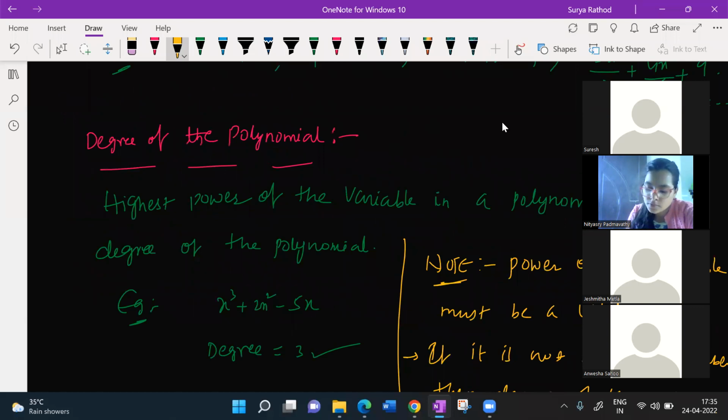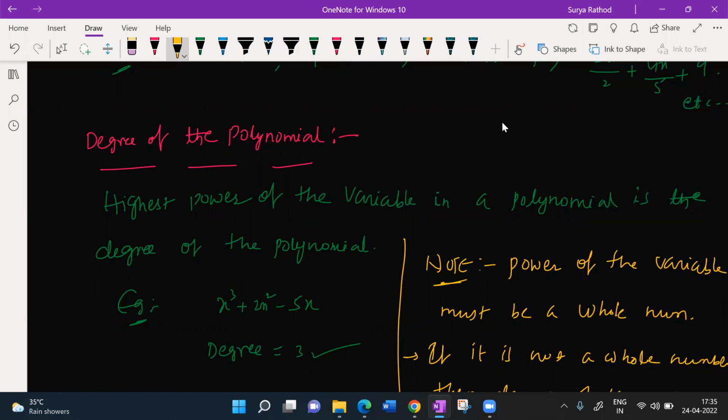I didn't get you. Can you repeat again? Can you talk louder, sir? Whenever we are doing the root of something like root 4, sir, it will be 4 raised to the power 1 by 2, right? That 1 by 2 can't be a whole number, right?